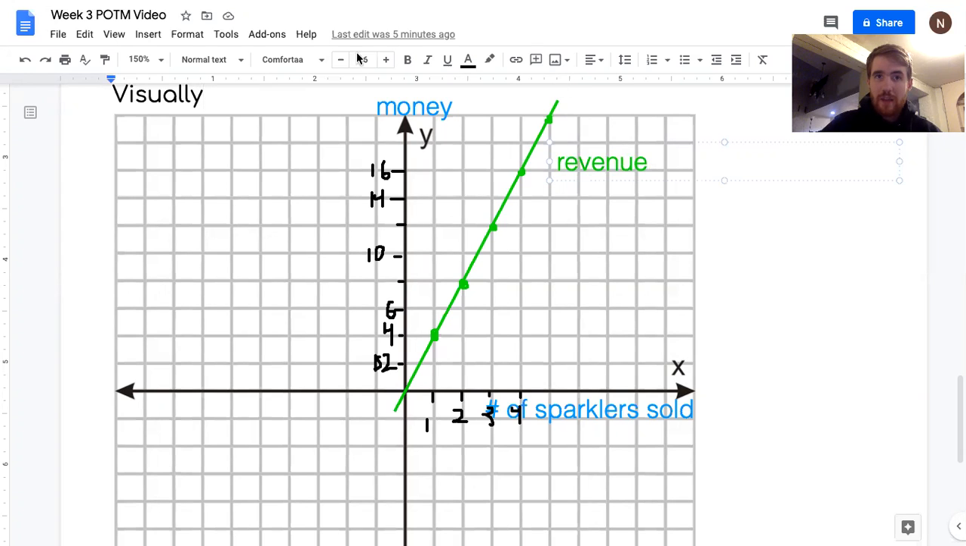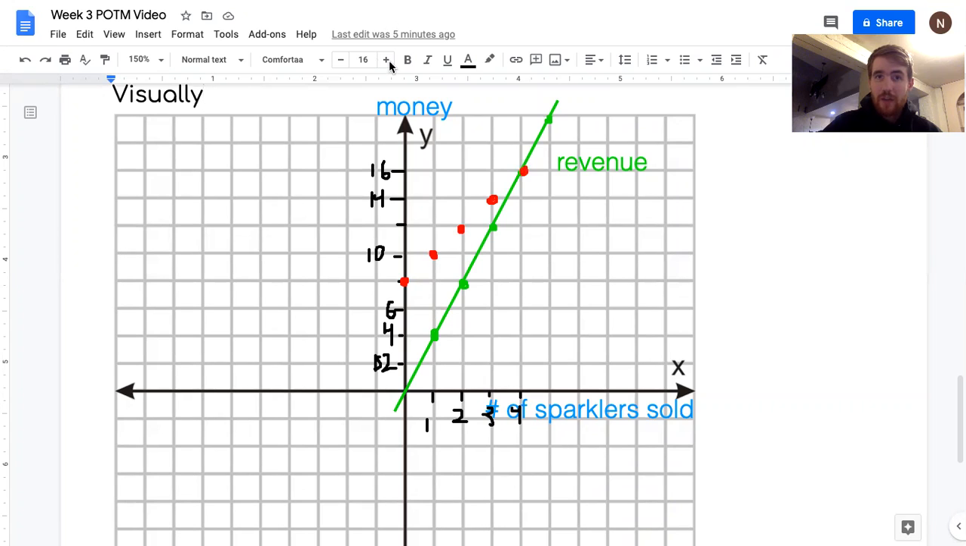Now we'll do the same thing for the cost. So remember we talked about how it was $8 plus $2 for each one sold. So if we sell 0, it still costs us $8. If we sell 1, it's $2 more to buy that one. If we sell 2, it's another $2 to buy that one. If we sell 3, another $2. And again, you could just look at your table because you did all of this math before if you made the table. And we know when we sell 4 sparklers, it's $16.